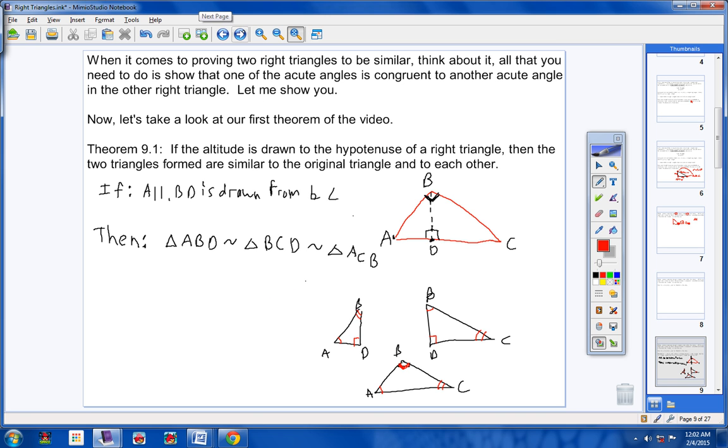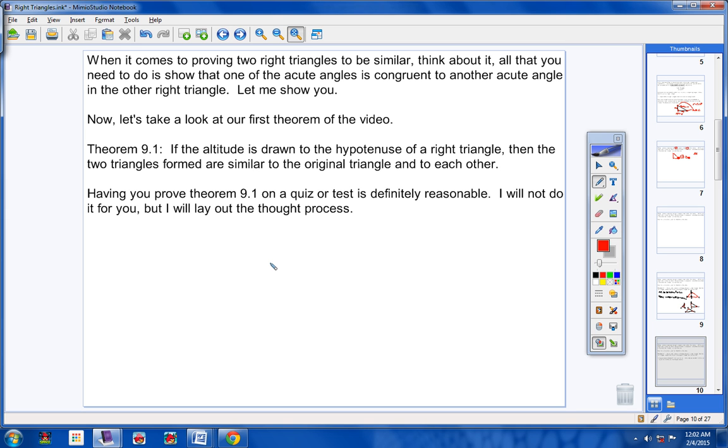Now, here comes the really bad news. Having you prove theorem 9.1 on a quiz or a test is definitely reasonable. And I'm not going to do it for you, but I will lay out the thought process, so you better be working on this and thinking this through, okay? I'm going to take this right out of the book and show you exactly how this is done, okay?